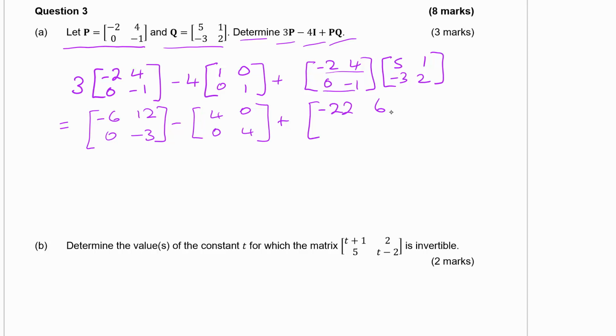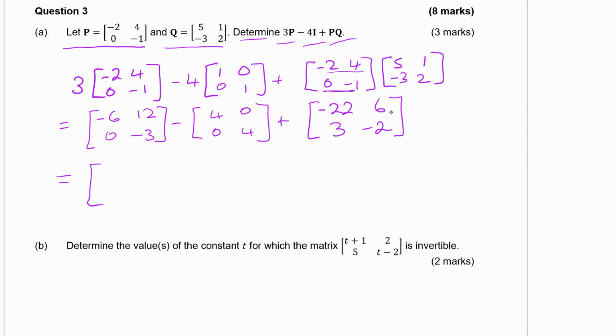Then we're going to do the bottom times the left. So 0 times 5 is 0. -1 times -3 is 3. And then bottom times right. 0 times 1 is 0. -1 times 2 is -2.